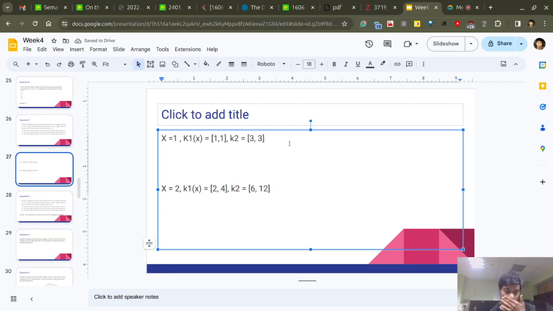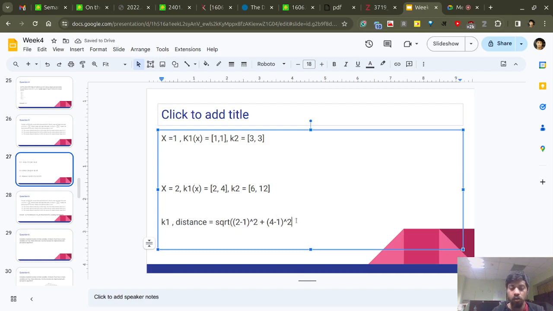So what would be the distance between them, the first point and the second point? The first point is here, and the second point is here, for x equal to 1 and x equal to 2. So for k1, the distance is what? 2 minus 1 whole square plus 4 minus 1 whole square, and the square root of that, right? If we find the Euclidean distance, that is the formula.